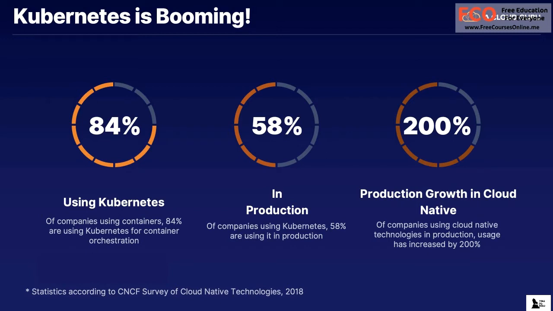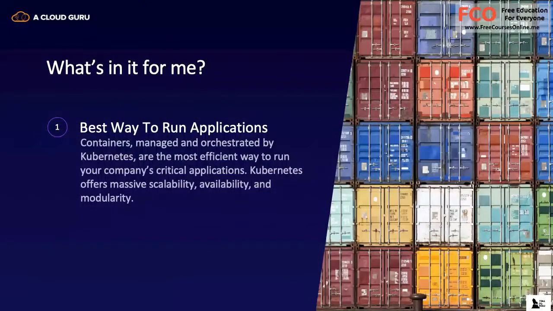And you might be saying, well, statistics are great, but I mean, what's really in it for me? Well, for most of us, in some way, shape, or form, it's our job to run applications and to run them well. And containers, when managed and orchestrated by Kubernetes, are the most efficient way to run your company's critical applications. You'll get the massive scalability, availability, and modularity that most administrators and developers just dream about.